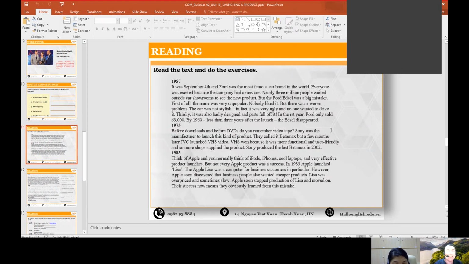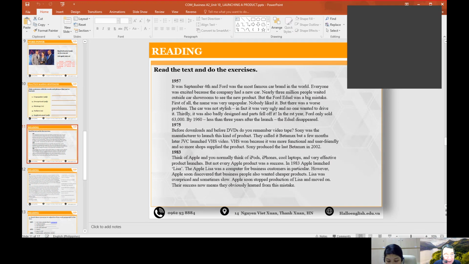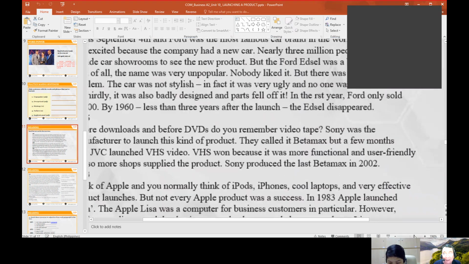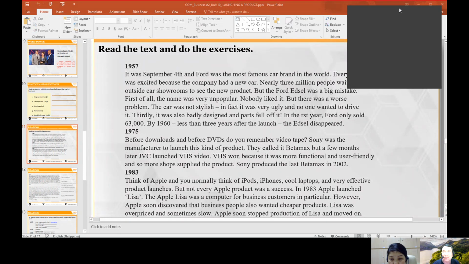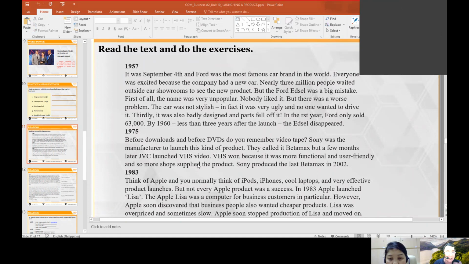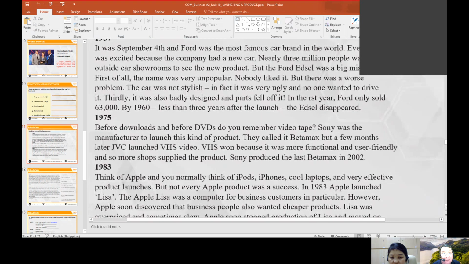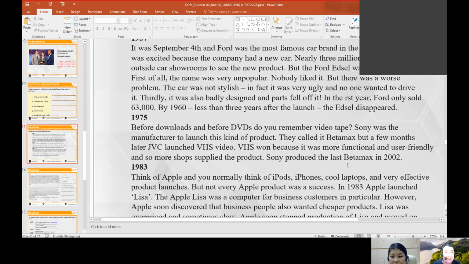Now we have here a reading. We have to read the text and do the exercises on the next slide. I'm going to make this bigger so that you can see it a little bit. Oops, it's too big. What about this time? Can you see it now, Toy? A little bigger. Okay, can you see it? Yeah, okay.